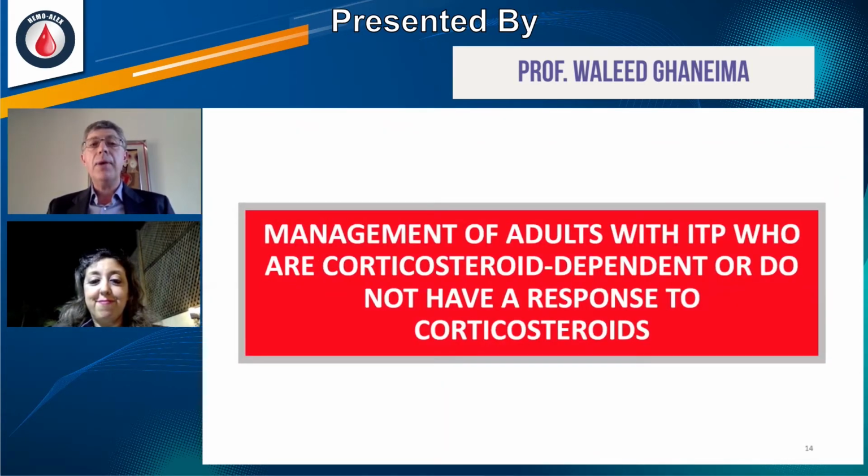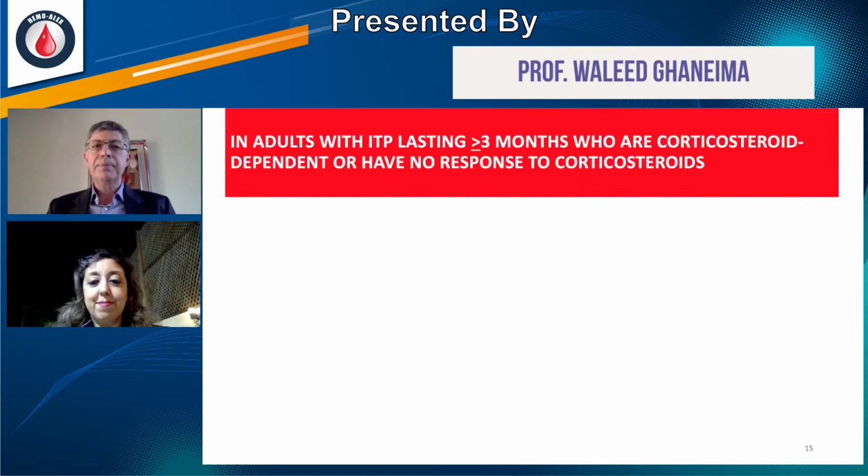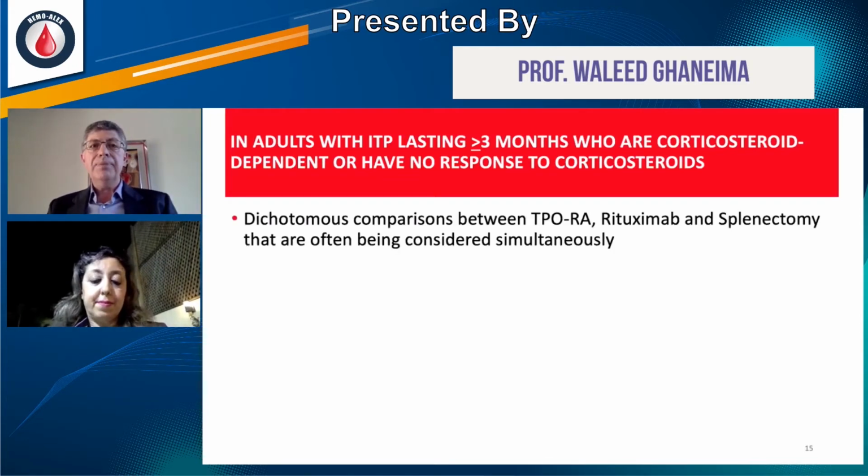So how about the management of adult patients who are corticosteroid dependent or do not have a response to corticosteroids? So in other words, patients who failed corticosteroids. A certain number of recommendations are made in that regard. It's nicely done, actually, because the previous guidelines, from 2011, the AMGEN guidelines, said if the patient failed steroid, then you splenectomize the patient. If you cannot splenectomize, you can give either TPO or rituximab.